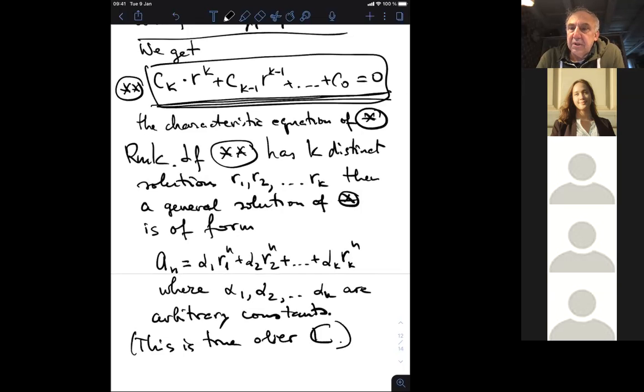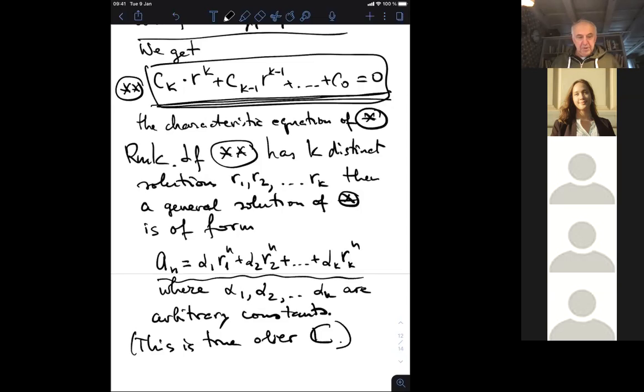So we have to think a little bit more if we are interested in real solutions to real recurrence relations. But over complex numbers, if we don't care about our solutions being real and complex, as soon as we get that our characteristic equation has as many distinct roots as its degree, then we're happy. We're done in a sense by this nice formula.